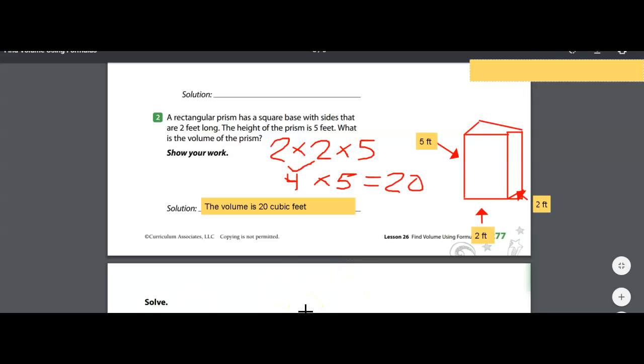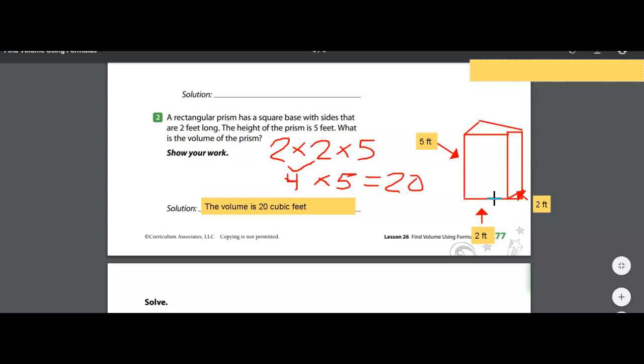All right, so the volume that you should have gotten is 20 cubic feet. How did you get that? So if you look at the picture that I've drawn to the right, I have a prism. And on my prism, you see that my height is 5 feet. Now in our description, it says the rectangular prism has a square base with sides that are 2 feet long. So if my prism has sides that are 2 feet long, that means that both my length and my width need to be 2 feet long.